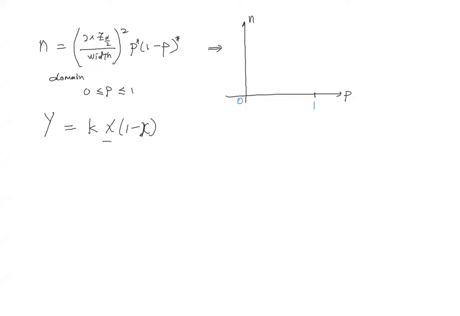So it's symmetrical along 0.5. For whatever proportion you give me, if P is equal to 0.5, N is maximum. So whenever you want to look for a suitable sample size for this case, you can use your P as 0.5.